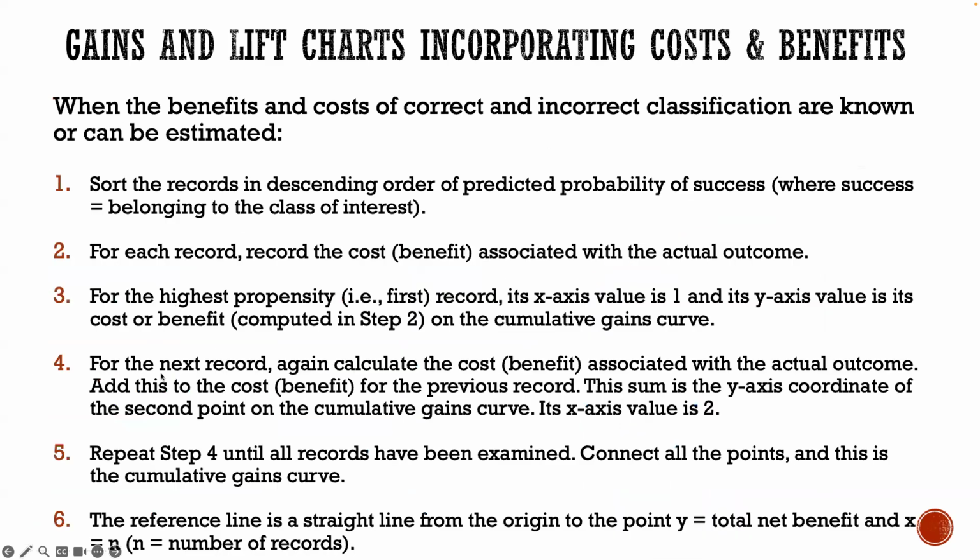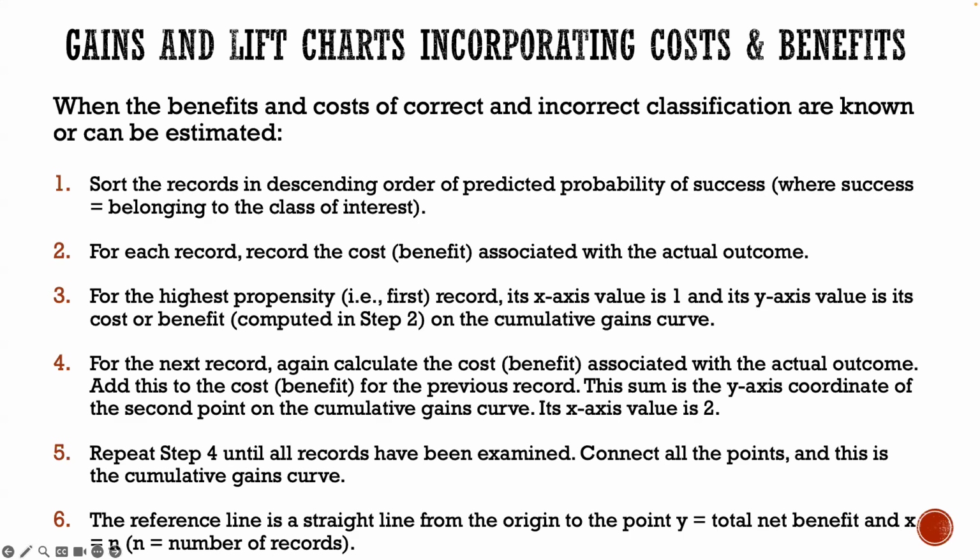Then we do the same thing for the next record: calculate the cost benefit associated with the actual outcome, and add this to the cost. So we keep on capturing the cumulative profits or cumulative loss. We keep doing this step 4 until all the data sets, all the points have been covered. And then that would be our cumulative gains curve incorporating costs and benefits. Again, the reference line will be the diagonal line. And we want to see how much additional profits we can earn by doing so.